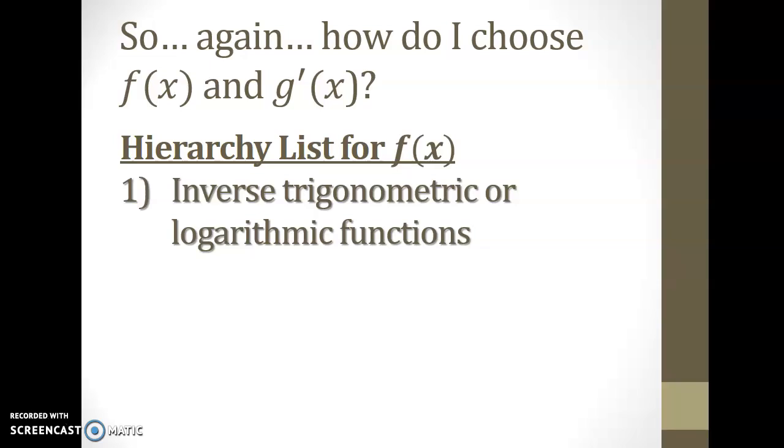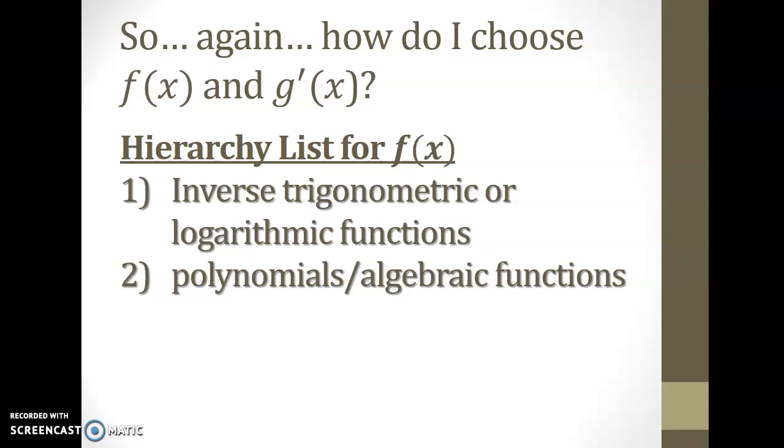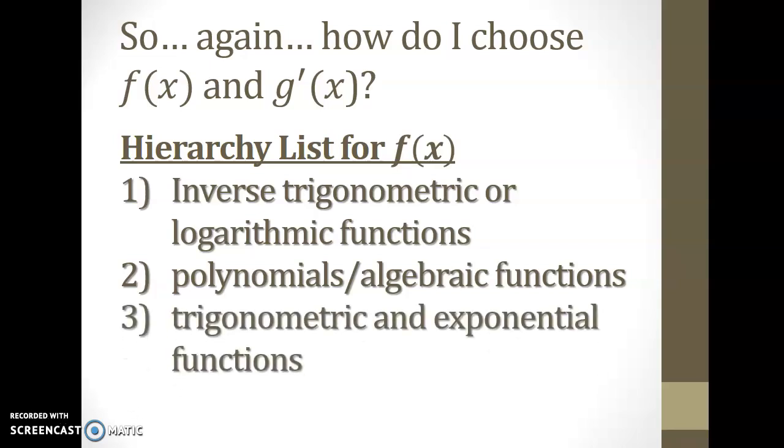If there are no inverse trigs or logarithms, then you would look for polynomials or algebraic functions. And finally, if there are no inverse trigs, logarithms, or polynomials, then pick whatever trigonometric or exponential function there is.